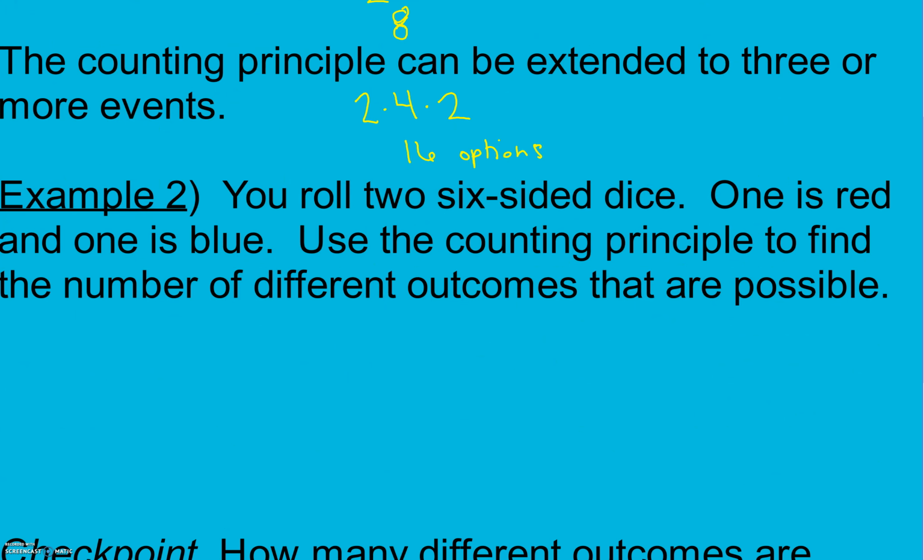In example 2 here, you roll 2 6-sided dice. One is red and one is blue. Use the counting principle to find the number of different outcomes that are possible. So for our red die, the options are 6. We could roll a 1, a 2, a 3, a 4, a 5, or a 6.